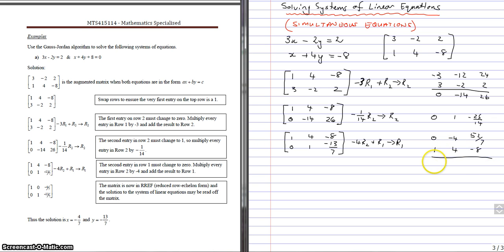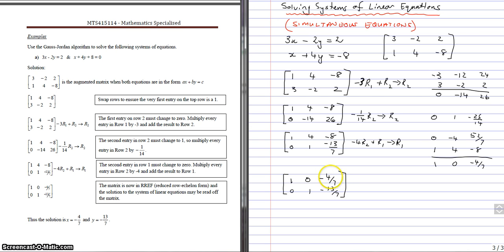Adding them vertically, 1, 0, and adding these together, negative 8 we could consider as negative 56 over 7, so that we can add these together, and that gives us negative 4 over 7. So that's our new row 1. So we have 1, 0, negative 4 over 7, and then 0, 1, negative 13 over 7.